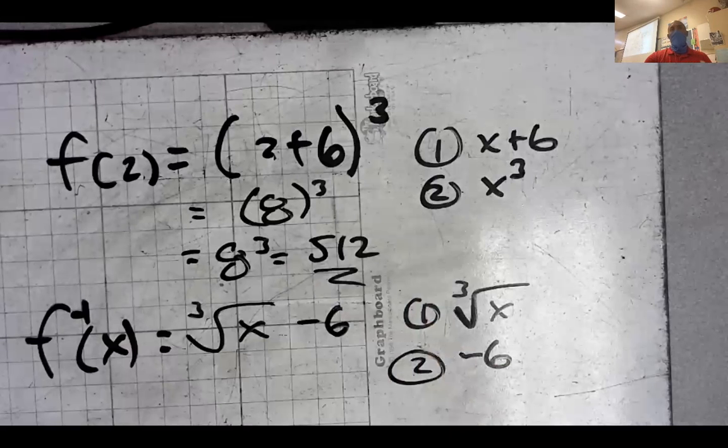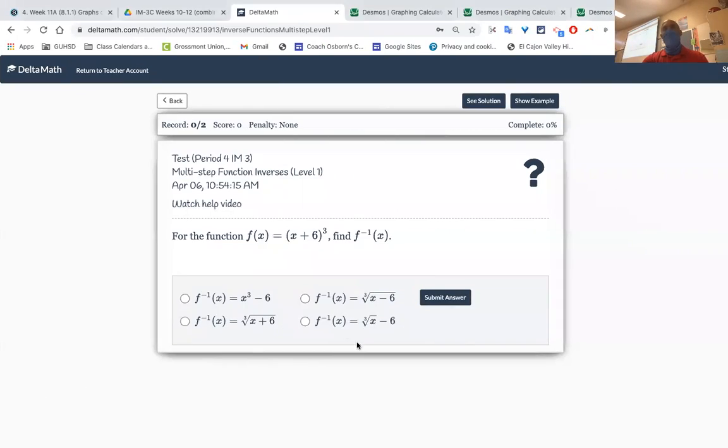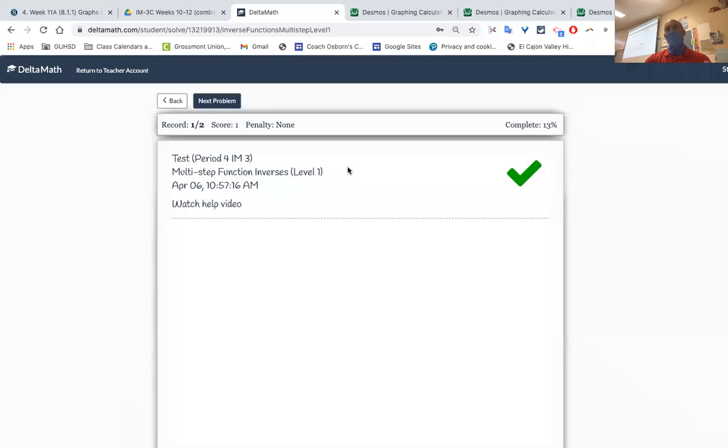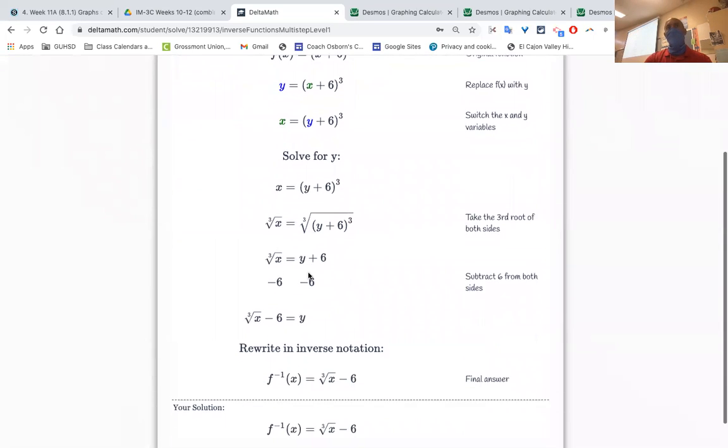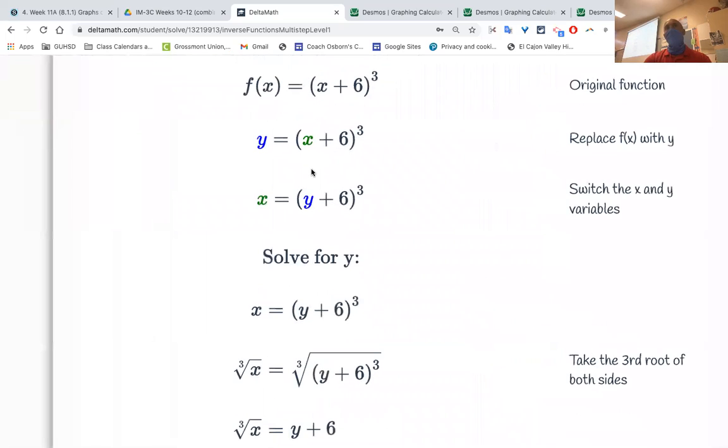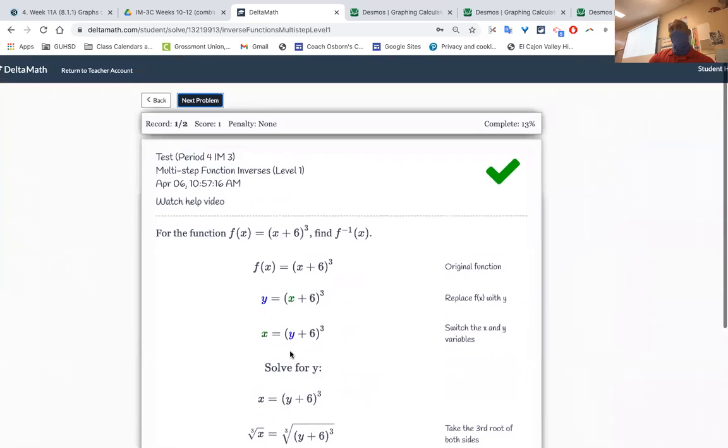All right, so now with this Delta Math assignment, you just have to select the correct one. And there it is right there. So again, just working backwards. It kind of explains how to do the inverse in a different way. The way they do it is they switch the x and y and then solve for y. If you notice here, they go from y being here and x here, and they switch it, and now they solve for y. You can do it that way if you want, but the way we teach it is recognizing how you simplify it and then going backwards.